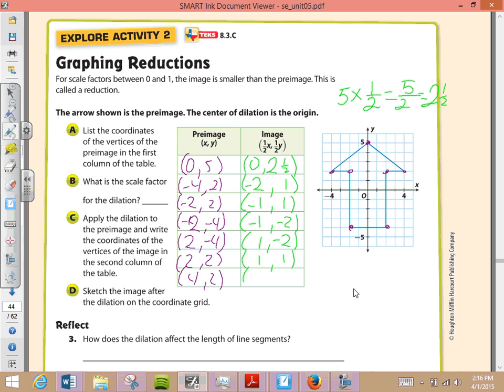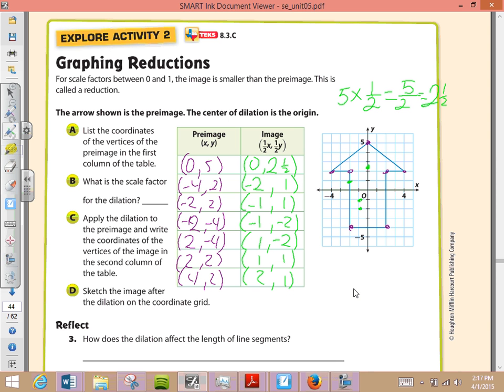And 2 and 1. Once you find the pattern, you realize you're actually just cutting them all in half because you multiply them by half, then it's easy. And now we can plot them. 0 and 2.5 right there. Then negative 2 and 1's right here. Then negative 1 and 1's right there. Yes. And then negative 1, negative 1 and negative 2 right there.